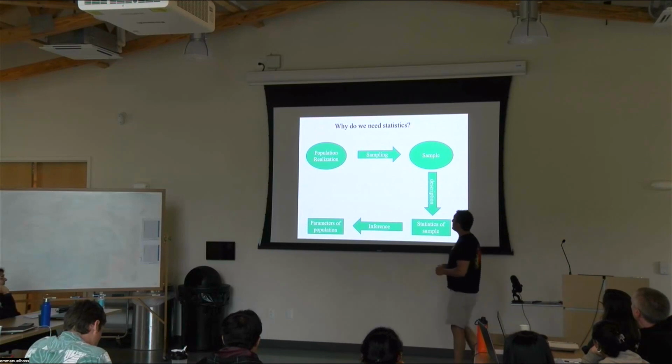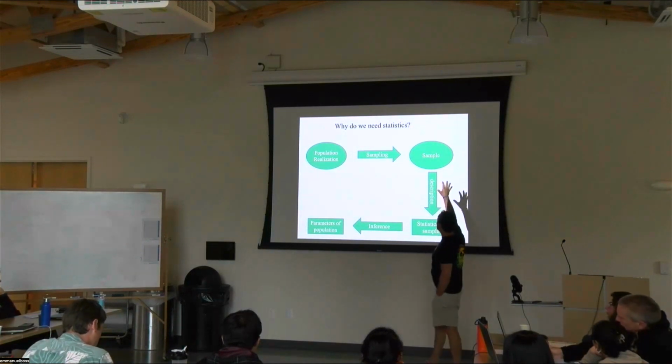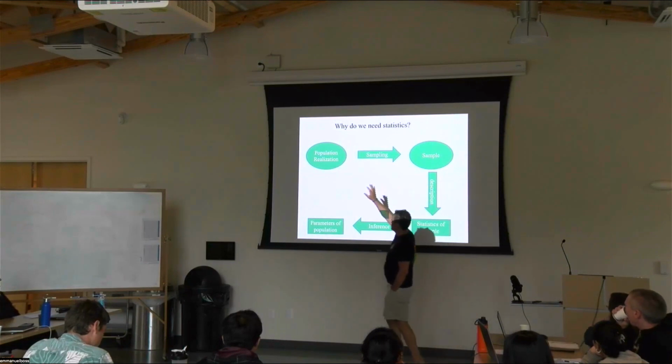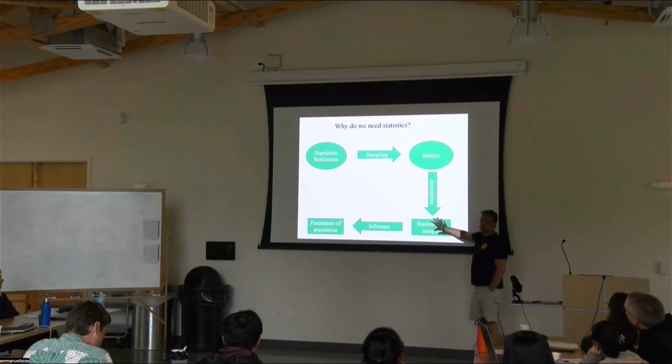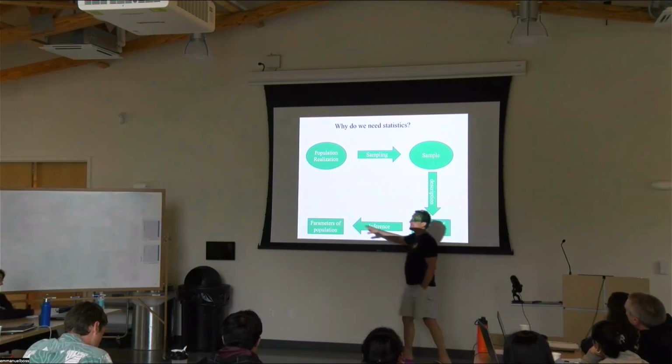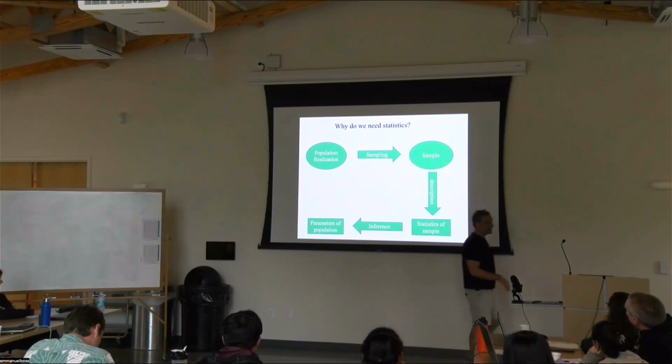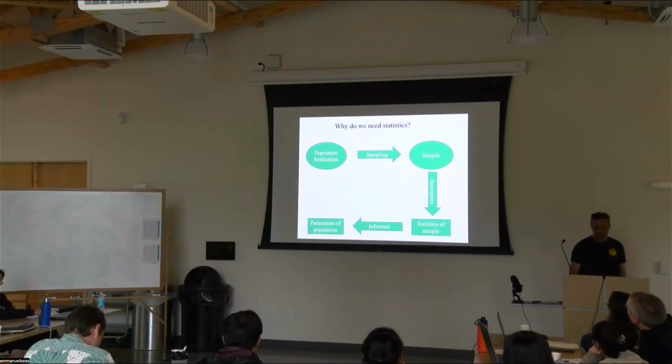So, for example, we measure a sample which is only part of the population we want. Then we describe our sample with statistics. And then it tells us something about the population: who is there, how much.